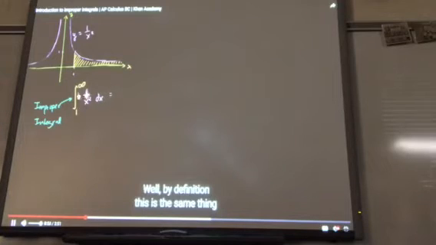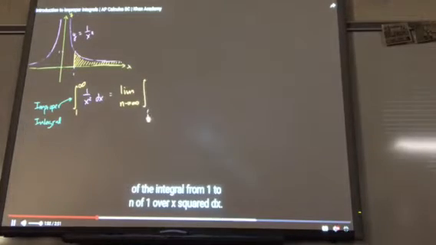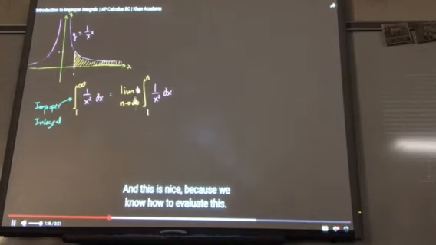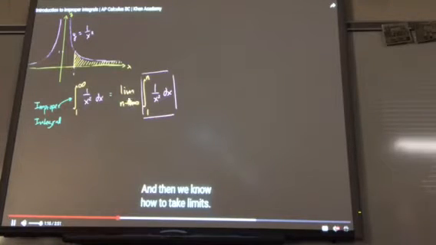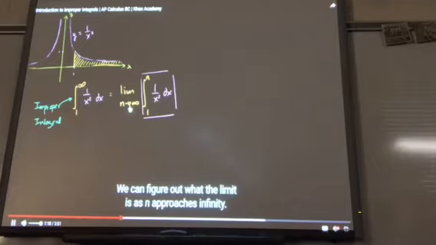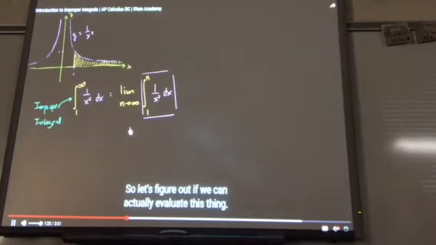Well, by definition, this is the same thing as the limit as n approaches infinity of the integral from 1 to n of 1 over x squared dx. And this is nice because we know how to evaluate this. This is just a definite integral where the upper boundary is n, and then we know how to take a limit. We can figure out what the limit is as n approaches infinity. So let's see if we can actually evaluate this.